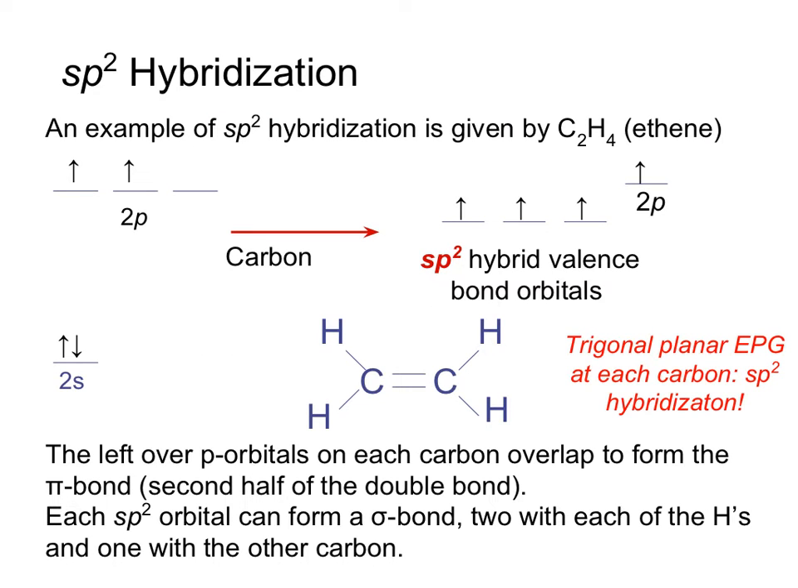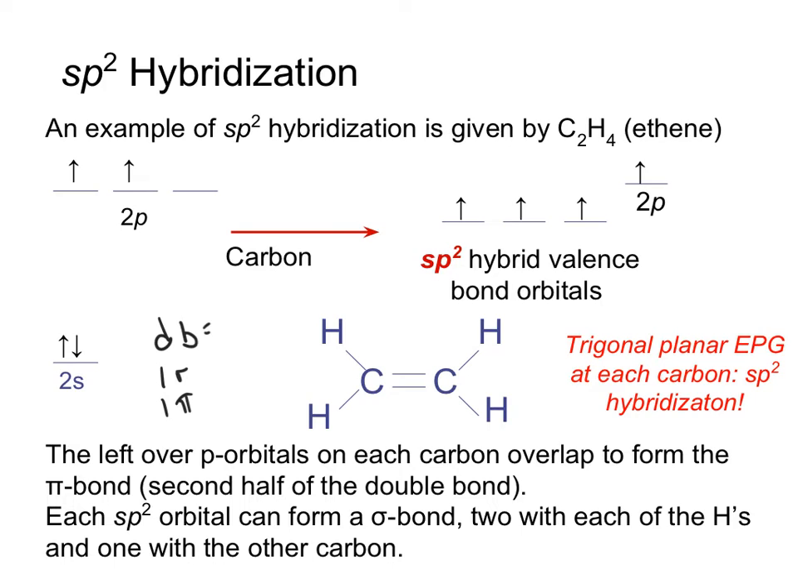So let's take a look at what that looks like using an orbital filling diagram. And so here we're looking at an example of C2H4, in which we have a double bond in between our 2 carbon atoms. And so each carbon we can see is forming 3 sigma bonds and 1 pi bond. Recall that a double bond consists of 1 sigma and 1 pi bond. And so each carbon is forming 3 sigmas and 1 pi.